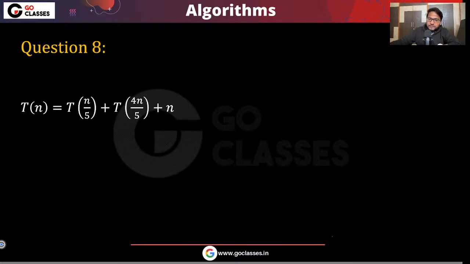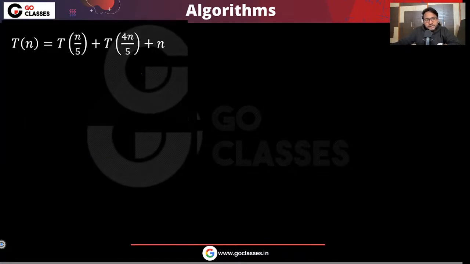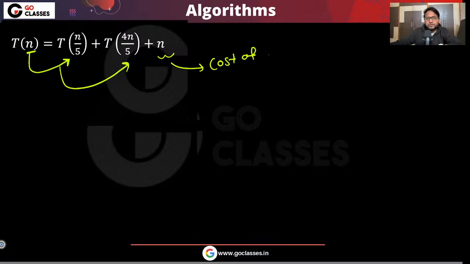Let me solve this recurrence relation using a tree. See, this is Tn, which has been divided, this work has been divided into n by 5 and 4n by 5. And this is the cost of division. Let's suppose this is n square. I'm not writing the cost of division here, which means I will say that n has been divided into n by 5 and 4n by 5.